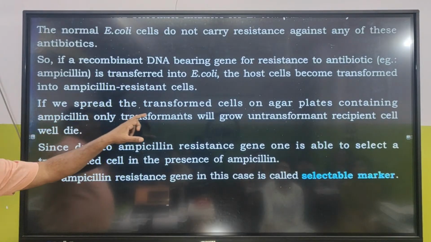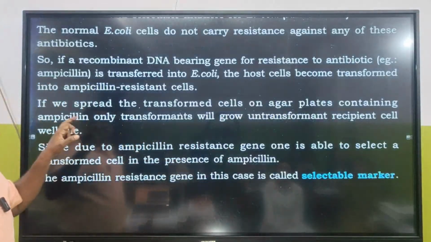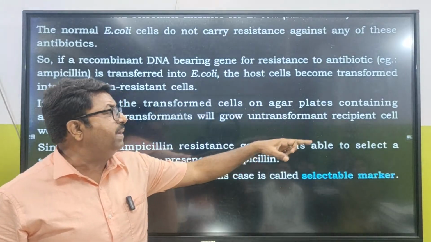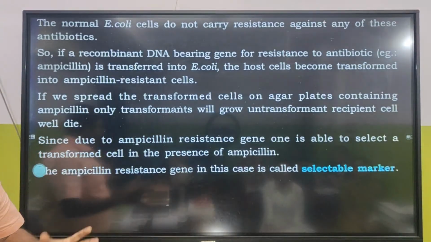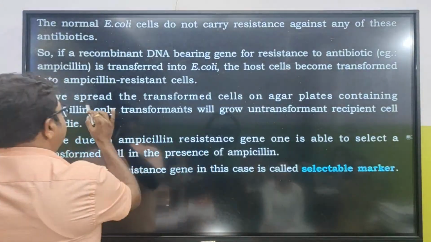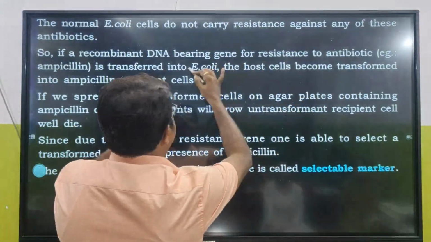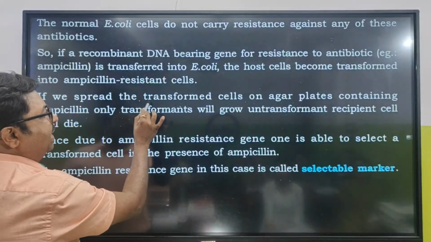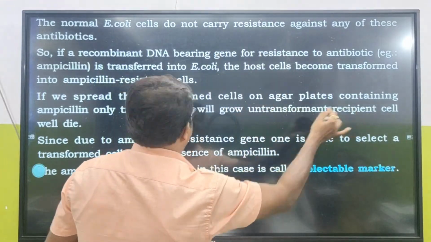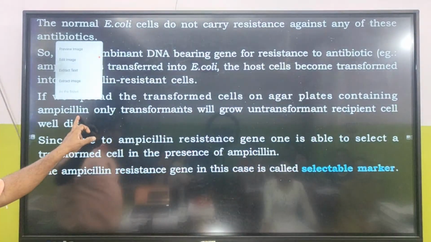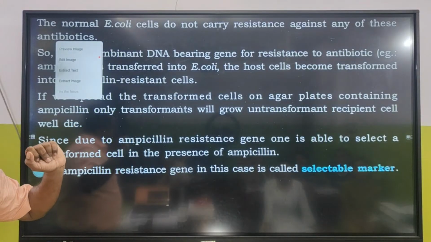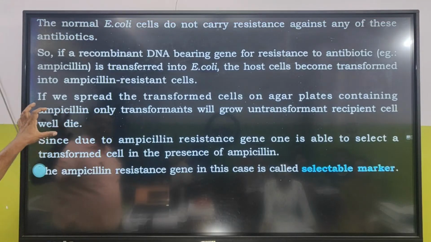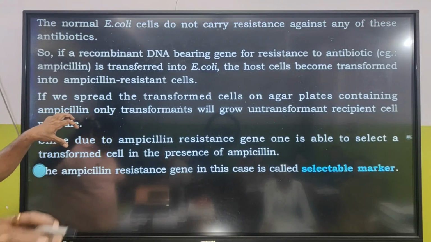If we spread the transformed cells on agar plates containing ampicillin only, transformants will grow and untransformed recipient cells will die. Right or wrong? Again I repeat. If you spread the transformed cells on agar plates containing ampicillin only, what is the medium you have used? Agar. And what you have done? You have put it in ampicillin nutrient medium.